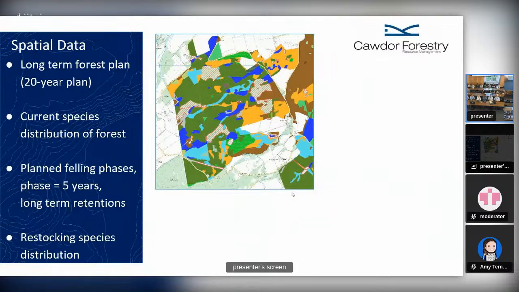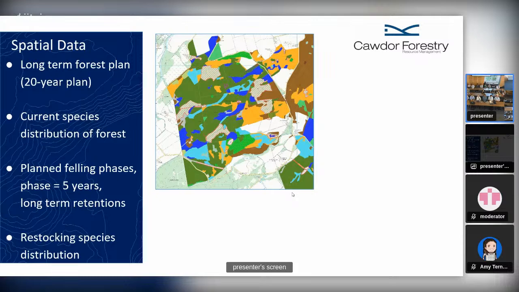This is comprised of 3 main data sets. So the first one would be the current species data. So that's what's actually growing on the ground at the start of the plan. And we would usually show that in terms of a map legendized by species. So in this map, you can see the green areas are Scots pine, the blue are Sitka spruce, the red hatched areas are unplanted, so they've been felled. So, and that's all stored in our forestry database.